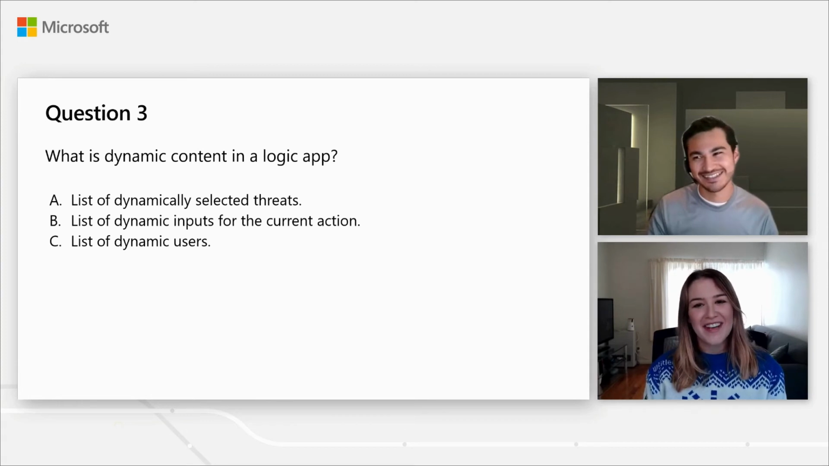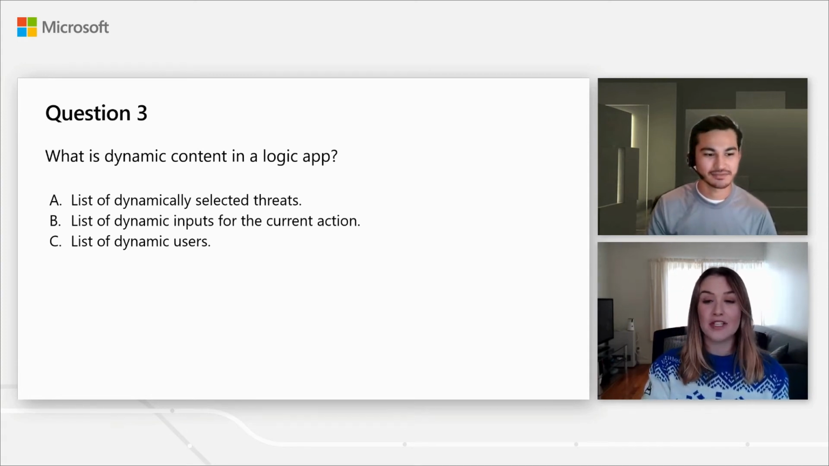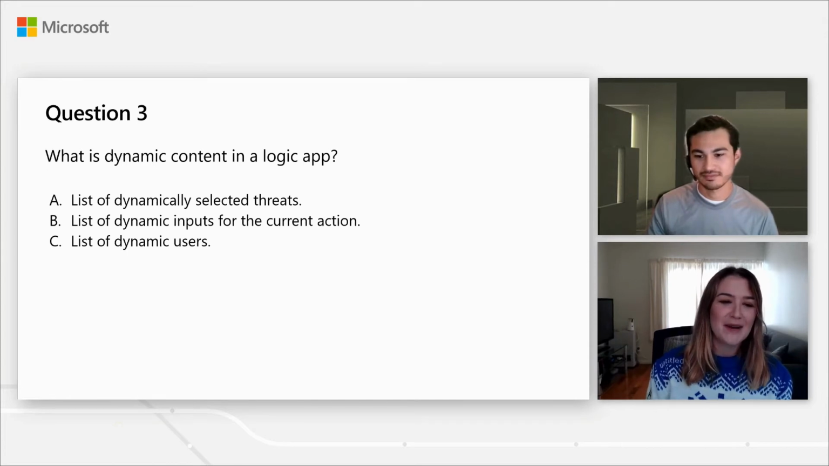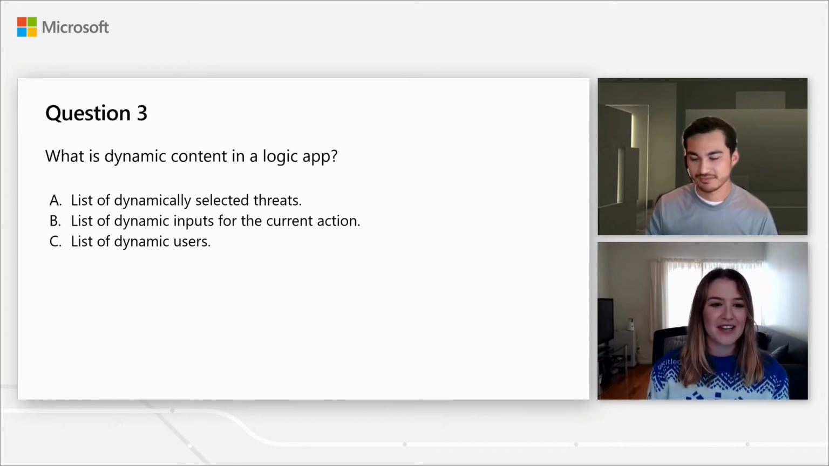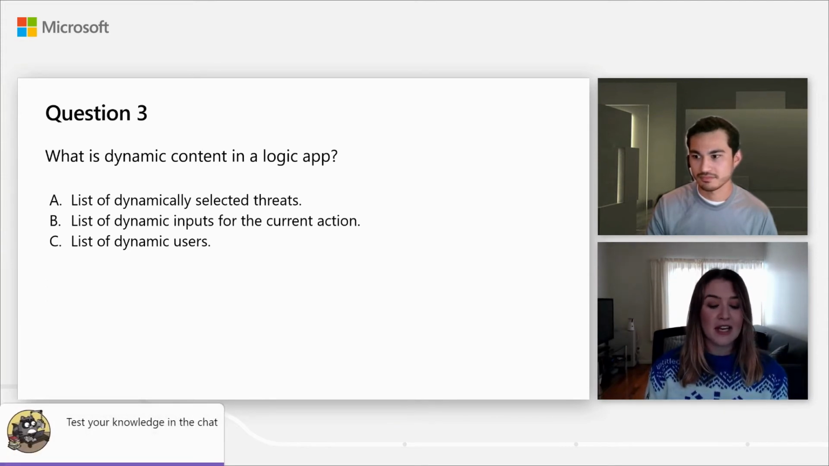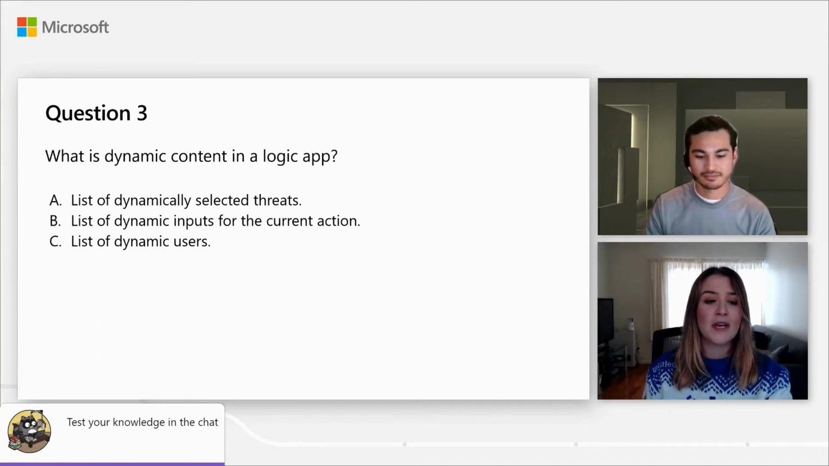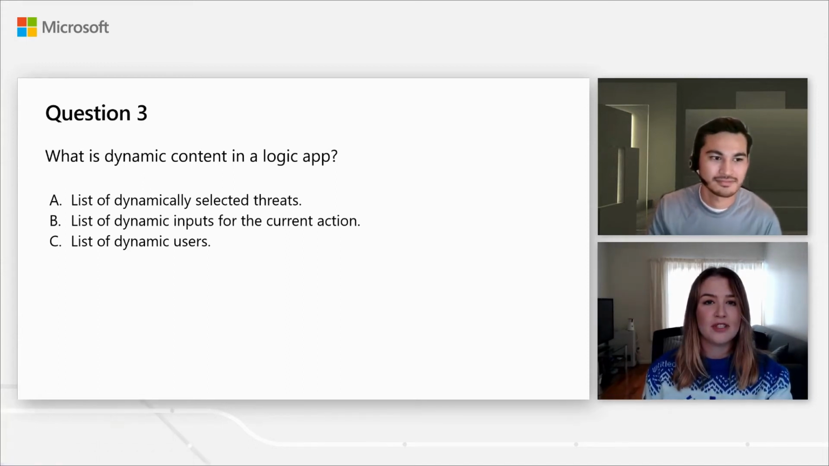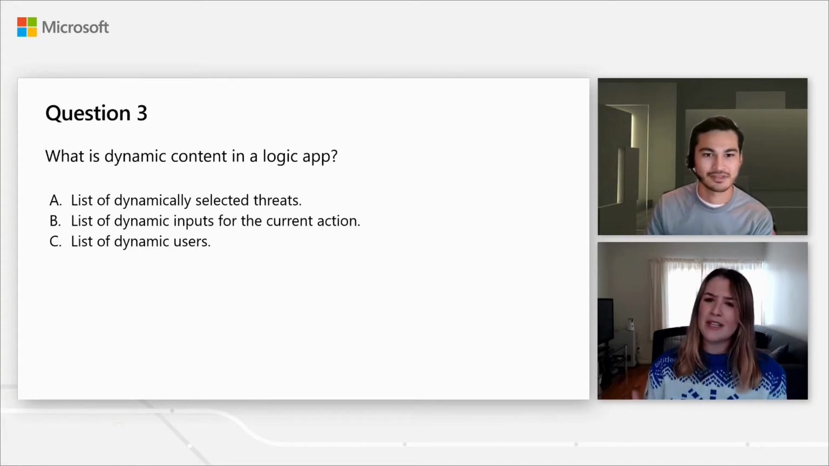Hopefully everyone, this is a test of whether you were paying attention to the last few minutes. Let's go through the possible answers. Dynamic content in a Logic app could be a list of dynamically selected threats, a list of dynamic inputs for users, a list of dynamic inputs for the current action, or a list of dynamic users. Dynamically selected threats doesn't make too much sense, because we're not dynamically selecting threats. We use dynamic content in the Logic app to respond to threats.